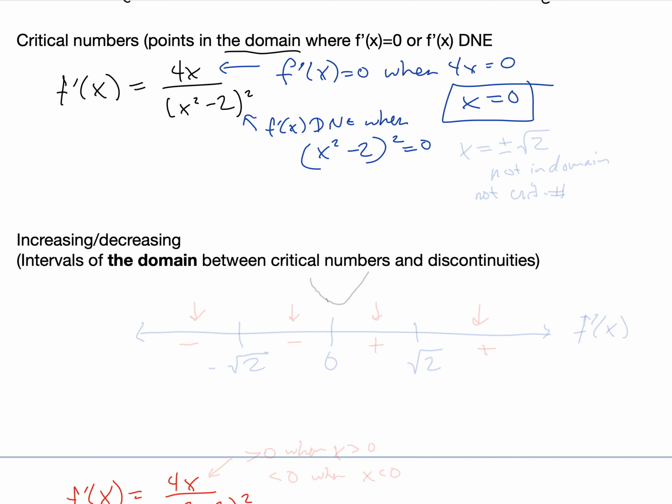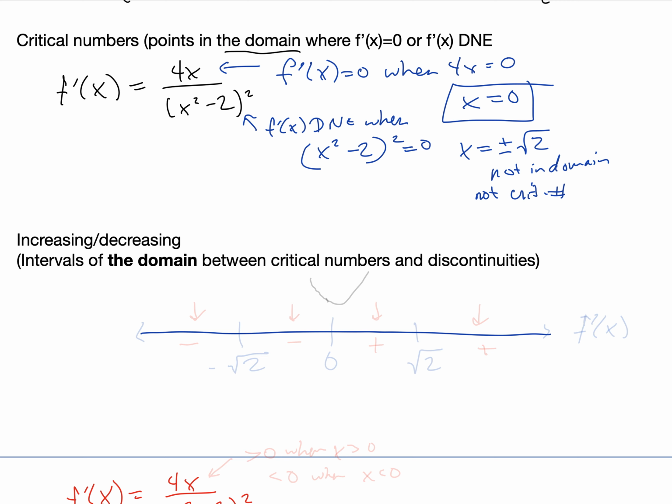But we already see that those are the 2 points that are not in the domain. So we see that x equals plus or minus square root of 2, as we saw above, are not in the domain of the function. The function is not defined at those points. And so these are not critical numbers, but we are going to look at them when we think about intervals of increasing and decreasing. So let's look at that.